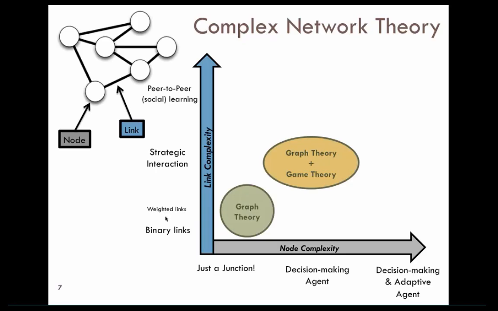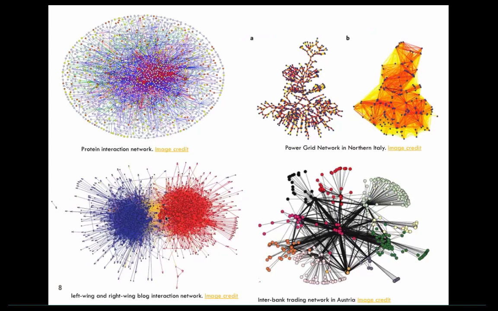If you want to go for a higher level of complexity, then we need to combine graph theory with game theory, because that's where we can model the decision-making behavior of agents and their strategic interaction. And if you want to go for the ultimate level of complexity in this framework, we combine graph theory with, this time, evolutionary game theory, which brings the evolving nature of agents, and also some theories of learning. Some of them have been developed in artificial intelligence, for example, reinforcement learning or social learning in general.